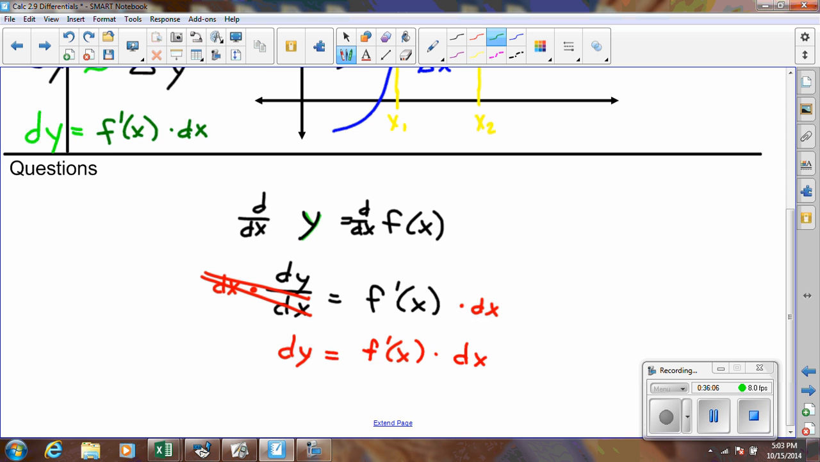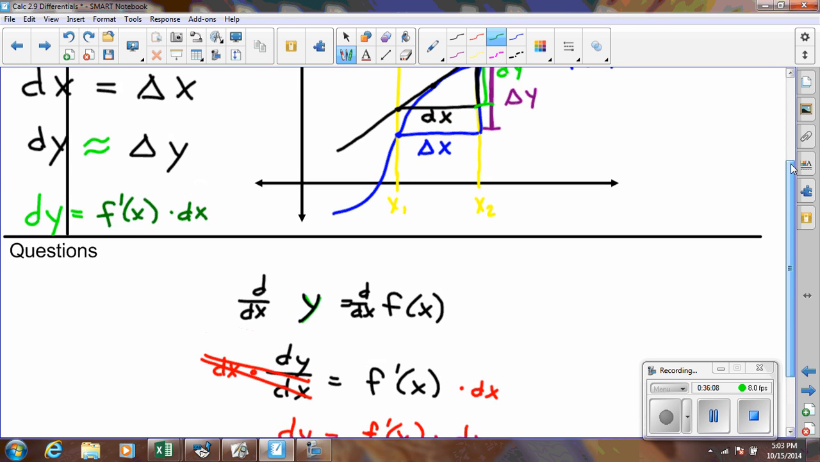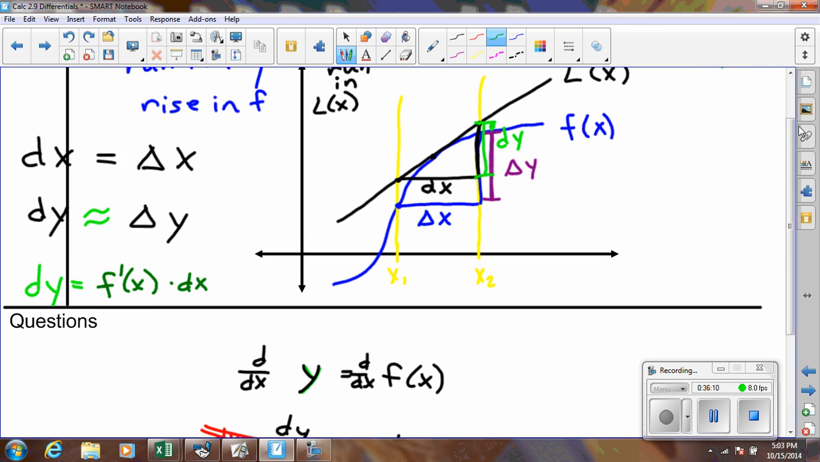This is a formula that is very beneficial when you are working with differentials. It's not difficult to memorize: dx is equal to delta x. I misspoke originally. But dy is equal to f prime of x times dx. This is a piece that we are going to use.